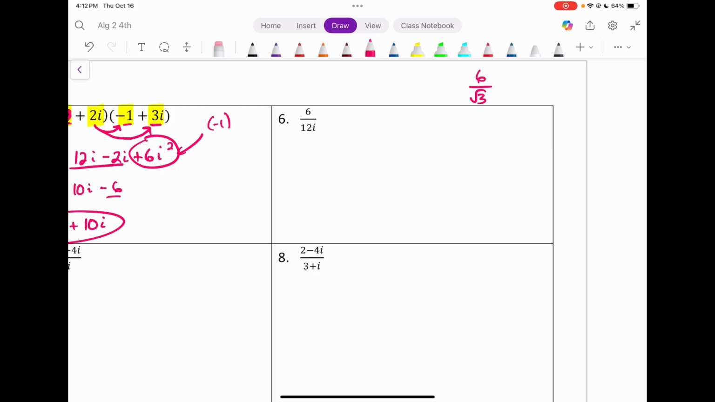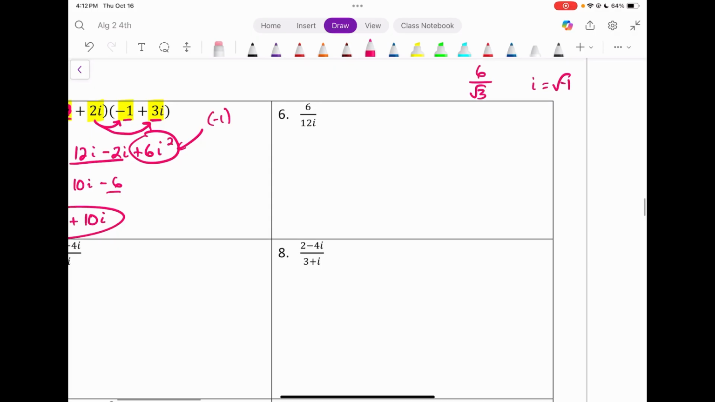This is the exact same thing because if you don't remember, i is actually a radical. It's the square root of negative 1. So what we're going to do is anytime you have an i on bottom, let's take care of that 6 and 12 first. Let's reduce it to 1 and 2. And anytime you have an i on bottom, you're going to multiply top and bottom by that i.